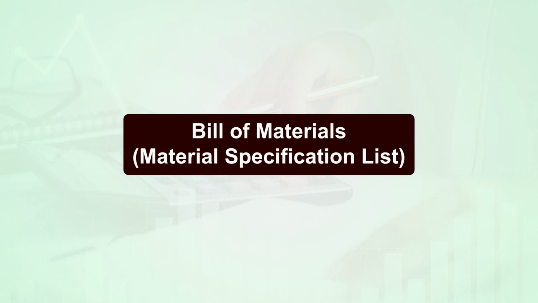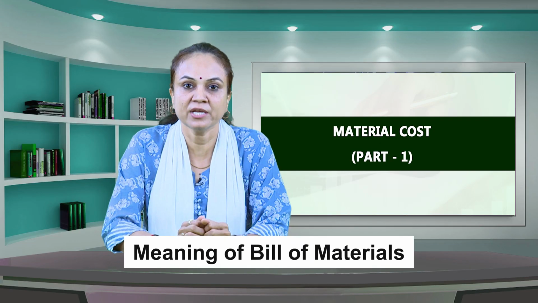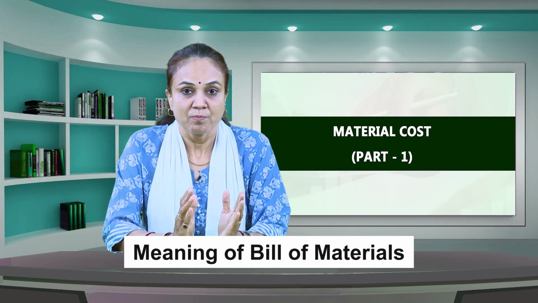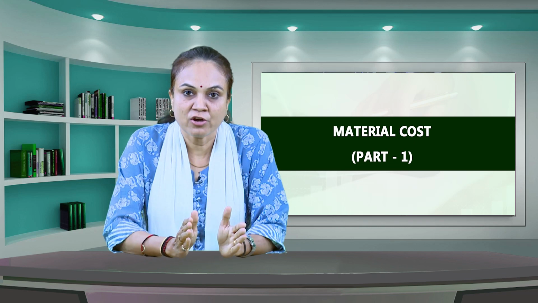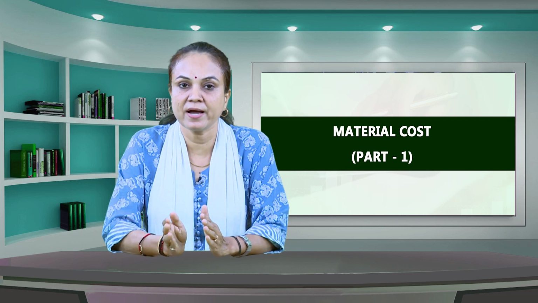Let us discuss bill of material, that is material specification list. First we will understand the meaning of bill of materials. Bill of materials is a list of standard quantities of all materials required for a particular job or work or processes. Bill of material is prepared by the engineering or planning department in a standard form on receipt of an order.